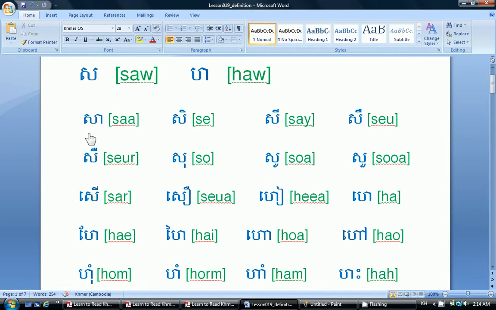Sa sra sa, sa sra se, sa sra say, sa sra so, sa sra su, sa sra sa, ha sra here, ha sra he, ha sra hai, ha sra how, ha sra hum, and ha sra ha.